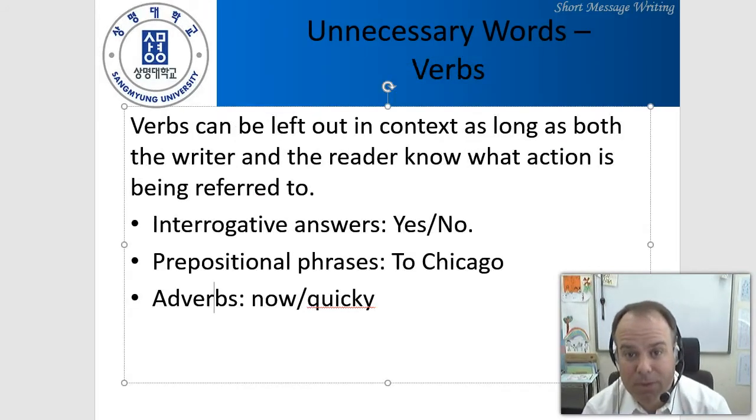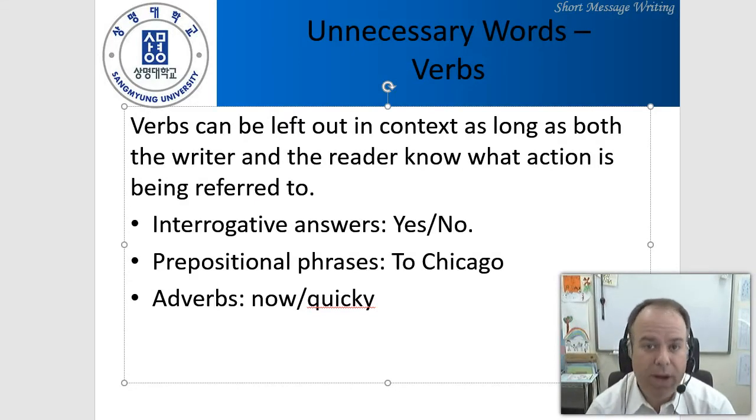Now we can also leave out verbs sometimes. Verbs can be left out in context as long as both the writer and the reader know what action is being referred to. So you take something like interrogative answers. Simply yes, no. You don't have to say the whole sentence. And this is the same as you would do in a conversation, certainly. Also, prepositional phrases. To Chicago. Well, why is it that I'm able just to write to Chicago? Well, in the context, it makes sense. Maybe someone will ask me, where are you going? And I could say, to Chicago. Again, these are things that you do in spoken conversations, face-to-face conversations, and certainly you can do them in short messages as long as the context is clear.